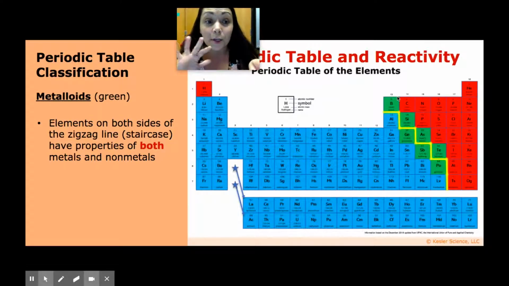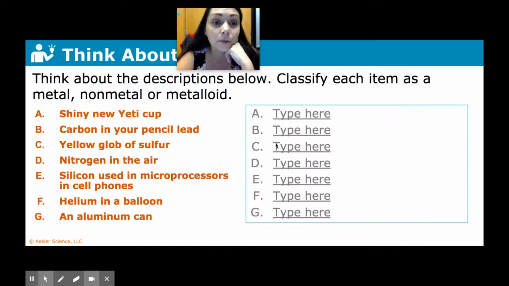They're like a hybrid. So they're kind of a metal, kind of a nonmetal. And it's along this zigzag. We call it the staircase. Some periodic tables show aluminum. Some periodic tables show astatine. So it just depends. We're going to stick with what it says here. So those are metalloids, and they have some qualities of both.